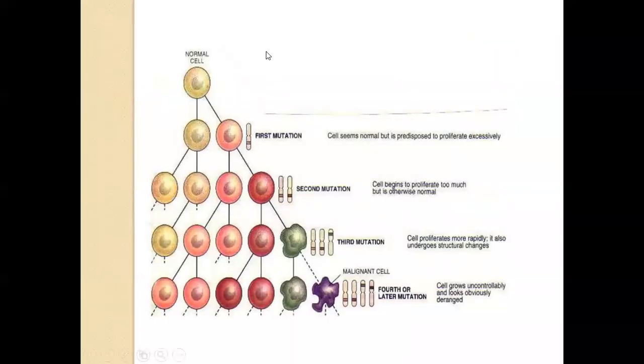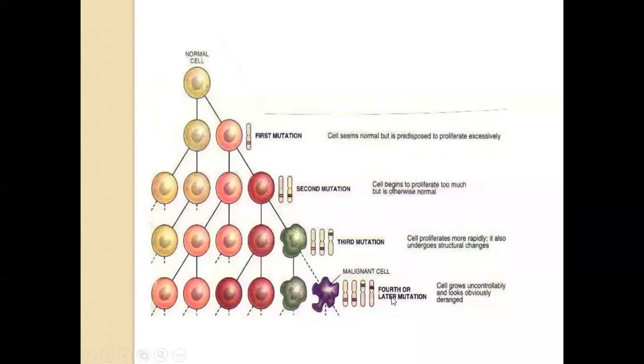Look at this picture. This is the normal cell. When the first mutation occurs, the cell seems normal but is predisposed to proliferate excessively. When the second mutation occurs, the cell begins to proliferate too much, but it otherwise looks normal. When there is a third mutation, the cell proliferates more rapidly. It also undergoes structural changes. You see the structural changes of the cells.